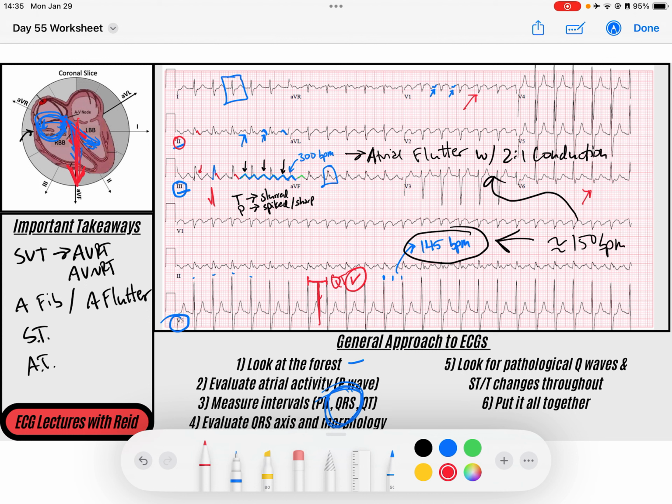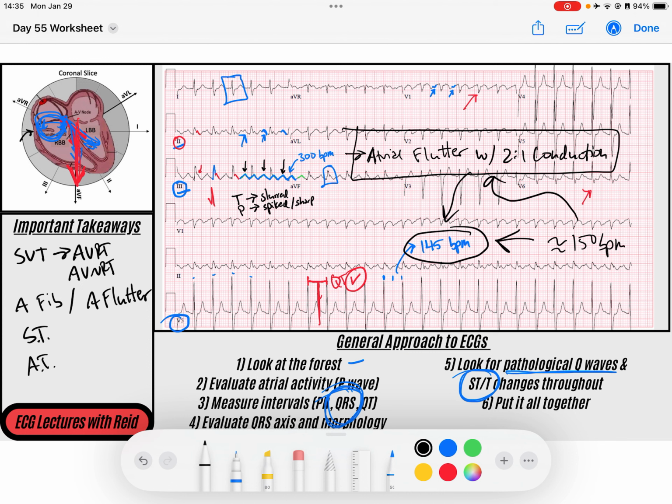Last thing we're going to do is we're going to evaluate our QRS for any pathological Q waves, which will tell us if there was any previous myocardial infarctions in the region. I don't see any. I also don't see any ST or T wave changes, right? Because atrial flutter, we need to evaluate for any type of ischemic changes that could have triggered the heart to go into this arrhythmia. I don't see any. And so ultimately, what is our final diagnosis? We've got a atrial flutter with 2-to-1 conduction at a rate of 145 beats per minute.